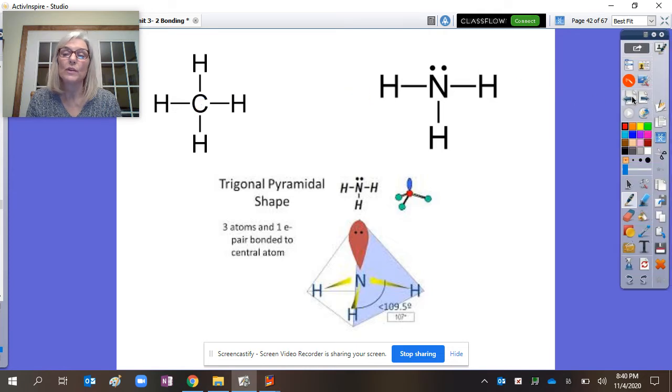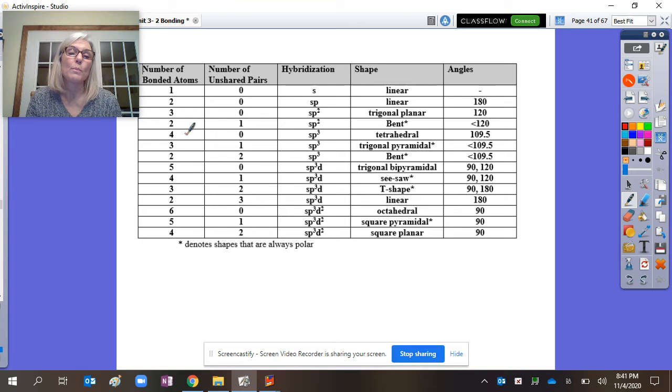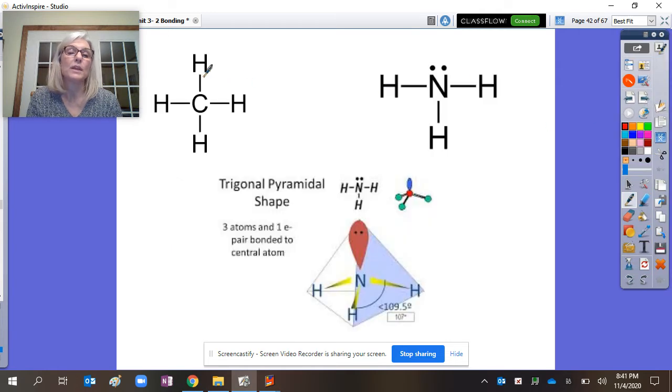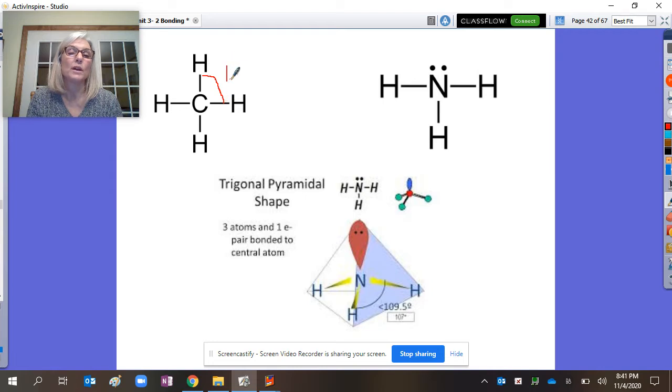So let's go look at your reference sheet. Find 4 bonded atoms, but we have to find 4 with 0 unshared pairs, and we do. This is an example of a tetrahedral. Also, you would have to write down what the bond angle is. This one, between the hydrogens, is 109.5 degrees. So let's look at that. From here to here is 109.5 degrees.